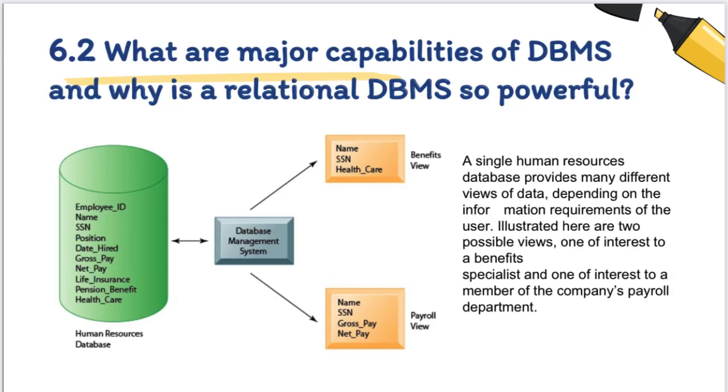We can see from the figure of the database management system, a single human resources database provides many different views of data depending on the information requirements of the user. Illustrated here are two possible views, one of interest to a benefit specialist and one of interest to a member of the company's payroll department. As we can see from the figure, DBMS stores the human resource database and provides it to the table benefit view and also to the table payroll view.